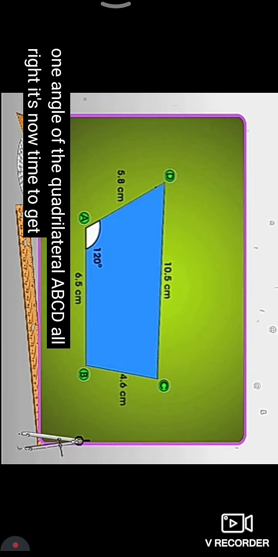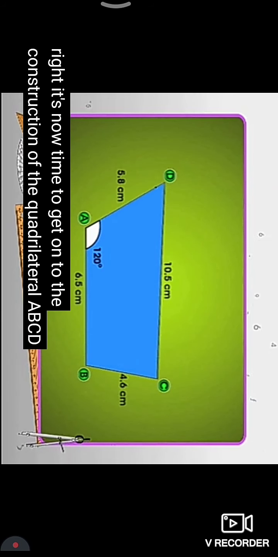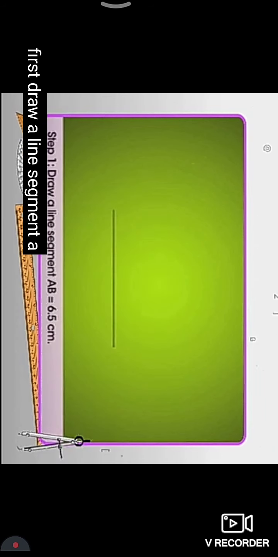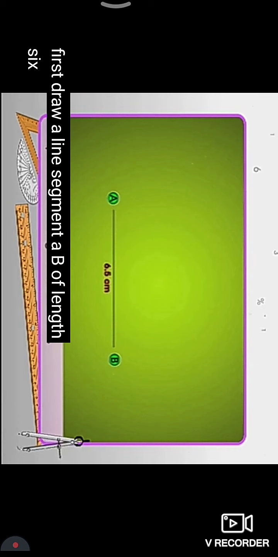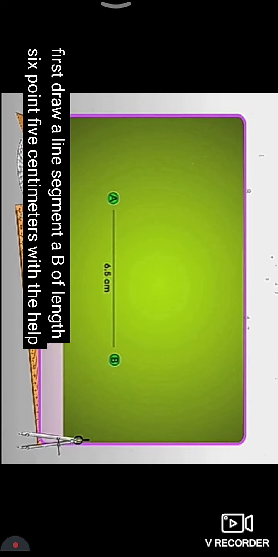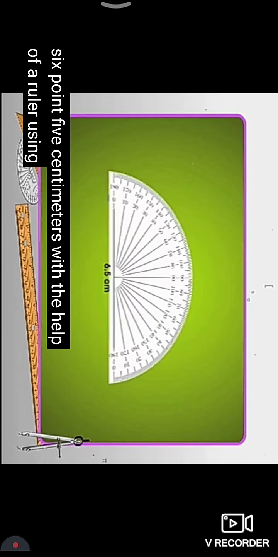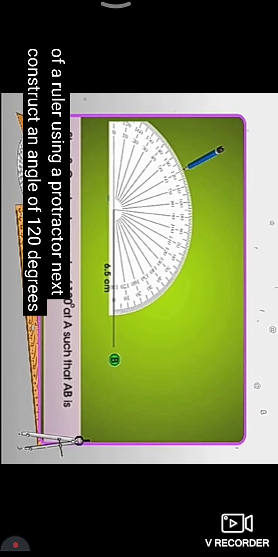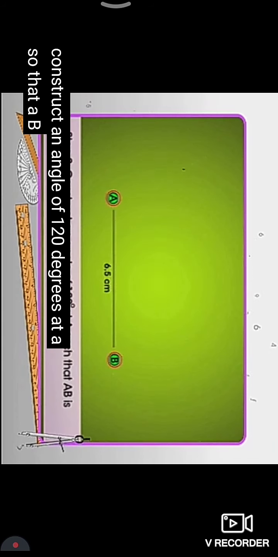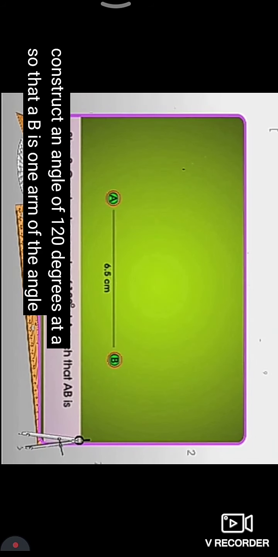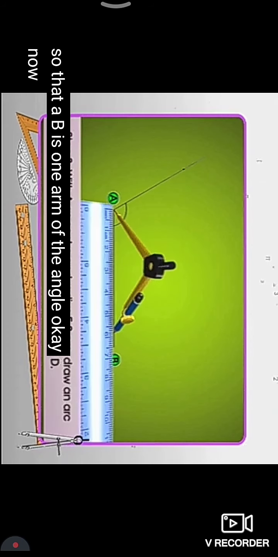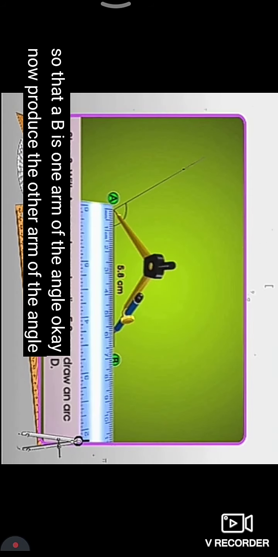Alright, it's now time to get on to the construction of the quadrilateral ABCD. First, draw a line segment AB of length 6.5 centimeters with the help of a ruler. Using a protractor, next construct an angle of 120 degrees at A so that AB is one arm of the angle. Okay, now produce the other arm of the angle.